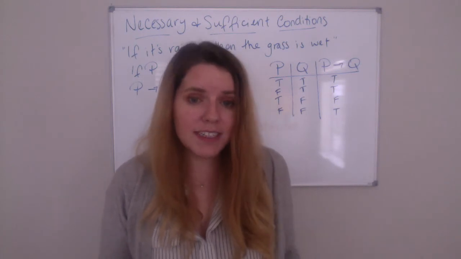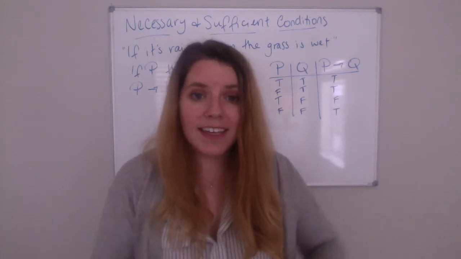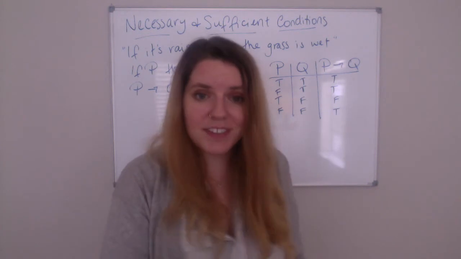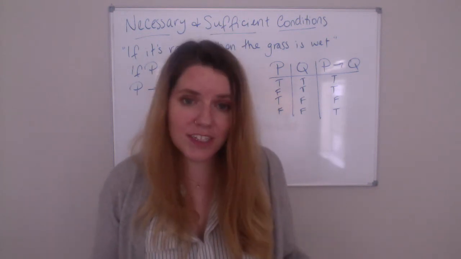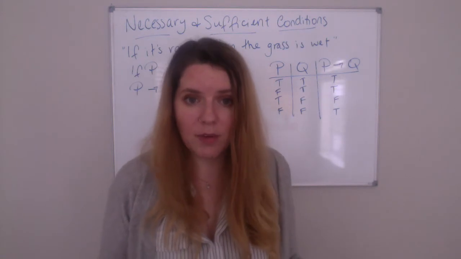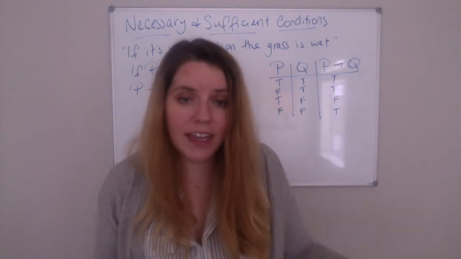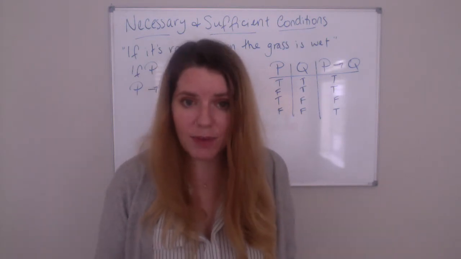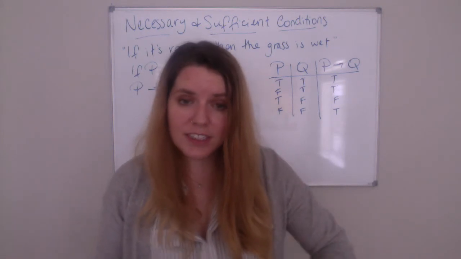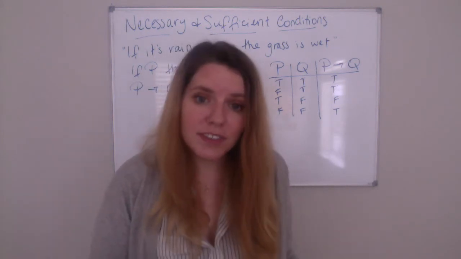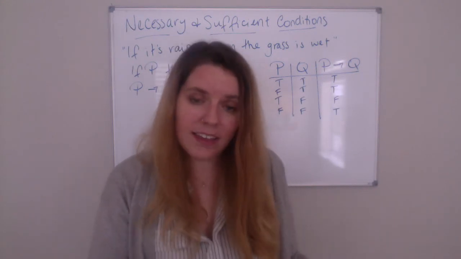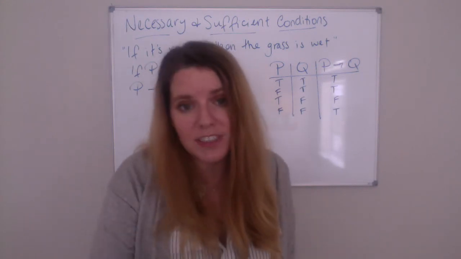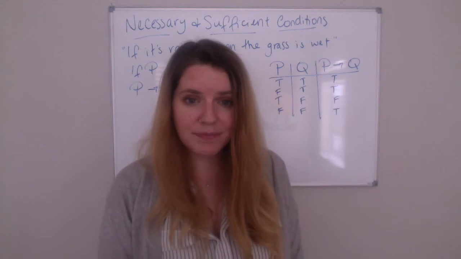Well, a sufficient condition is something that guarantees whatever it's a sufficient condition for. So rain is a sufficient condition for the grass being wet because when it rains, you're guaranteed that the grass is going to be wet. So a sufficient condition guarantees whatever it's a sufficient condition for, such as rain guaranteeing that the grass is wet. Rain is sufficient for knowing that the grass is wet.